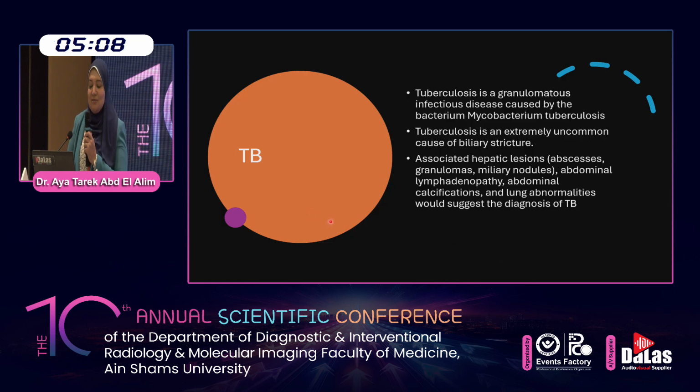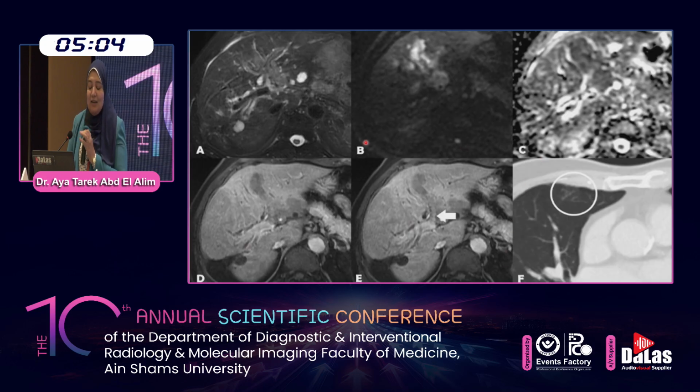TB, the great mimicker. TB can manifest as any abnormality in the liver. Like this, hepatic involvement, but the clue is the retrodecorated infiltrate in the lung.